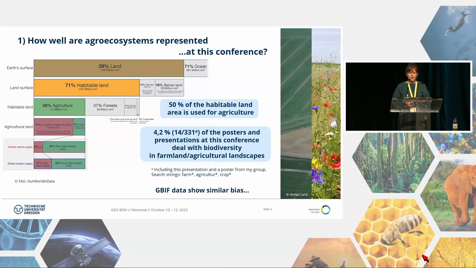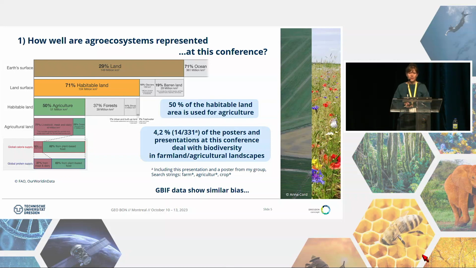What I did is I searched the book of abstracts for this conference. You see the search strings I was using here. According to my results, 4.2%, that's 14 of the 331 presentations and posters at the conference, deal with biodiversity in farmland or in agricultural landscapes. So if you assume that this conference is a good representation of the biodiversity monitoring community, I would argue, wow, that's not so much, 4% of the people here presenting on it.